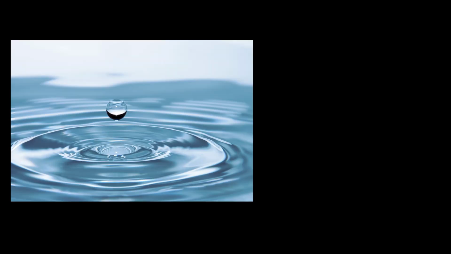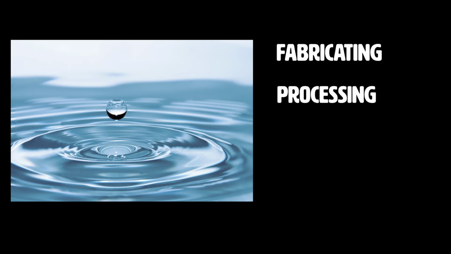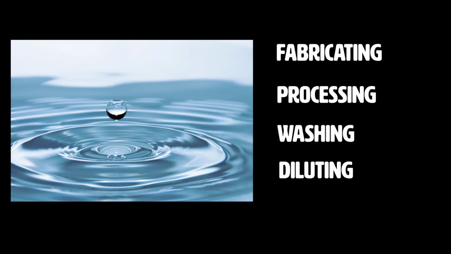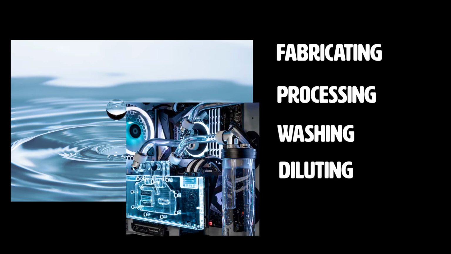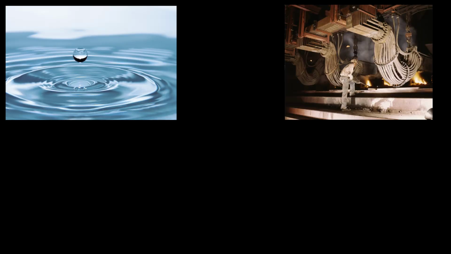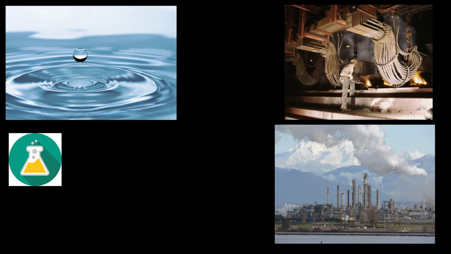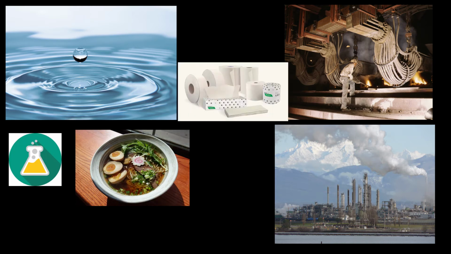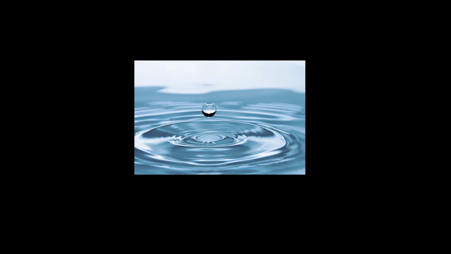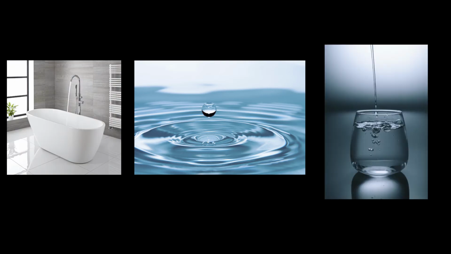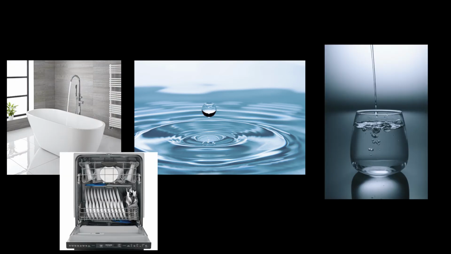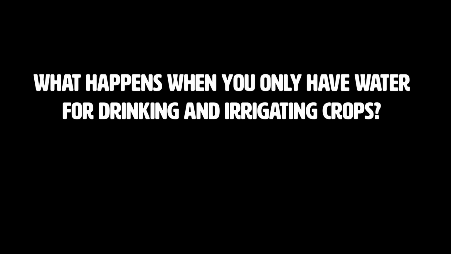Industrial water is used for fabricating, processing, washing, diluting, cooling, or transporting a product. Water is also used by smelting facilities, petroleum refineries, and industries producing chemical products, food, and paper products. At home, water is used for bathing, drinking, washing, and irrigating crops. If you live in the countryside, of course.